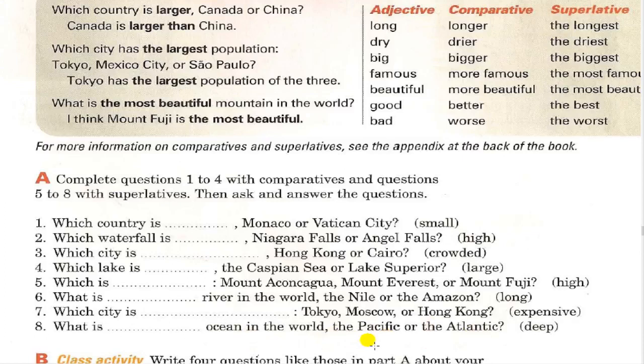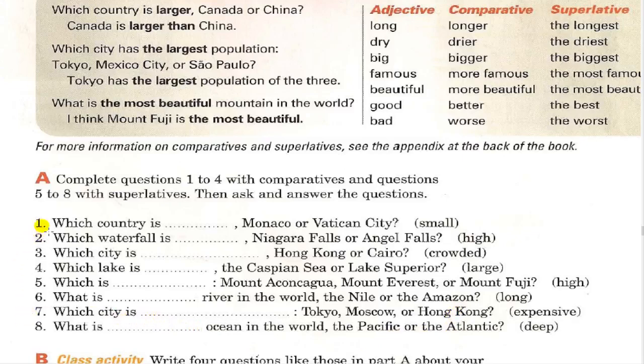So here you make a comparison between two, but you talk about the whole world. There's the Pacific Ocean, the Atlantic Ocean, the Indian Ocean. So what is the deepest ocean in the world? The Pacific or the Atlantic? So number 8, the deepest. Number 7, the most expensive.